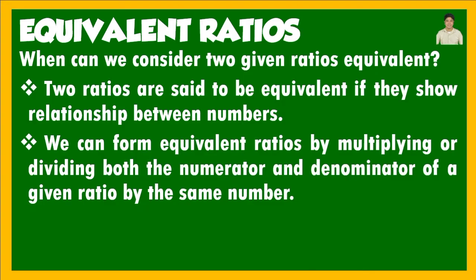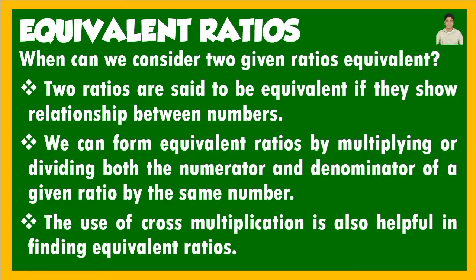We can form equivalent ratios by multiplying or dividing both numerator and denominator of a given ratio by the same number. So, yan. Yan po ang isa sa mga paraan para malaman natin na equivalent ratios. Multiply or divide both numerator and denominator of a given ratios by the same number. So, parang lang yung kanina, yung kung paano natin sinimplify yung mga fractions. Kaya lang dito, since we're looking for equivalent ratios, syempre dalawa yung given.